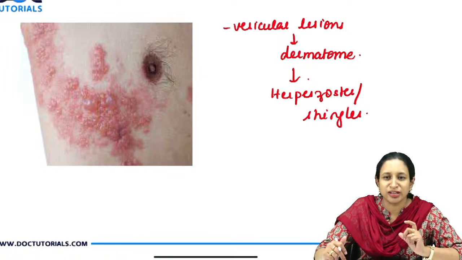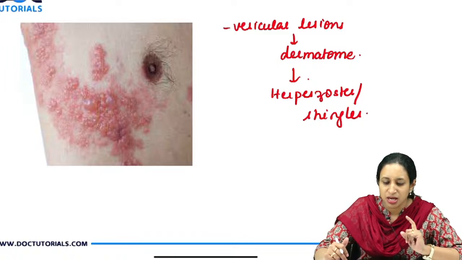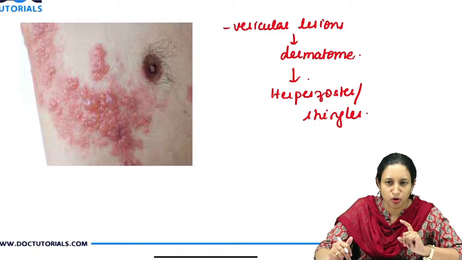This is because of latent infection of varicella and reactivation, which can occur because of an immunocompromised state, or because it is something which is commonly seen in old age. So please remember this particular image for shingles.